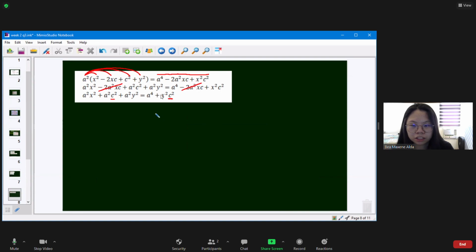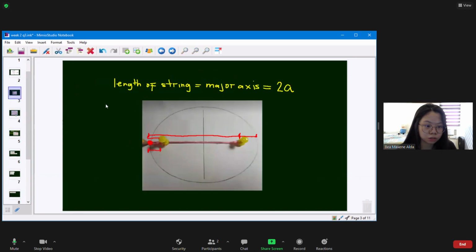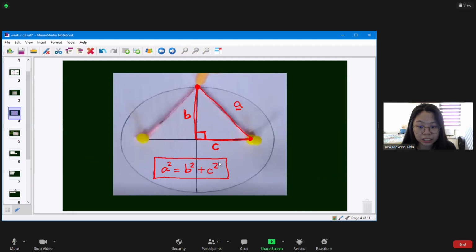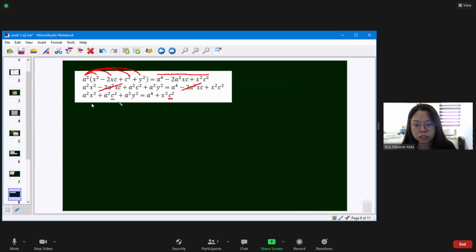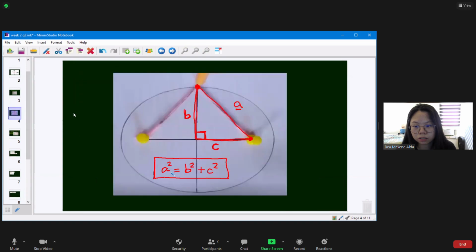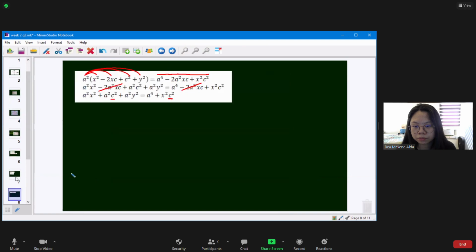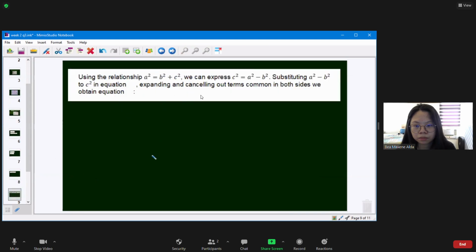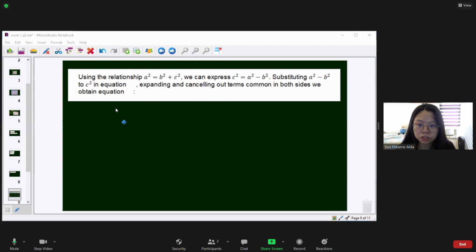And then over here, di ba meron pa tayong c squared? From what we've derived earlier, yung Pythagorean theorem, we can actually substitute yung value. So, balik natin. Ayan, yung a squared is equal to b squared plus c squared. So using the relationship, we can express that as c squared is equal to a squared minus b squared. So we substitute that to the equation.